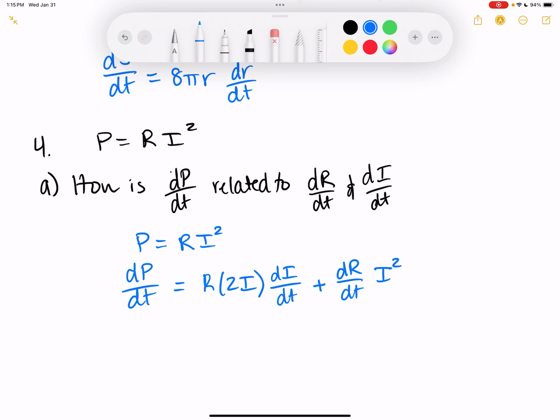So just to make this look a little nicer, dp dt is equal to 2i r di dt. So where did the di dt and dr dt come from when you were taking the derivative of r i squared? The implicit part, because I'm taking the derivative with respect to t. Like, you know how we would have to put the y prime at the end? It's basically like r prime, but we're writing it with respect to t so that we know what we're taking. And then plus i squared dr dt.